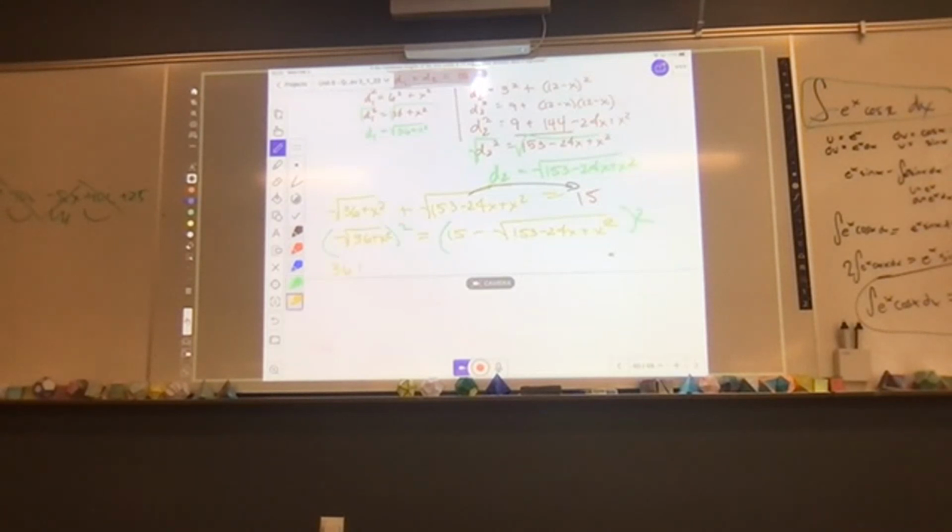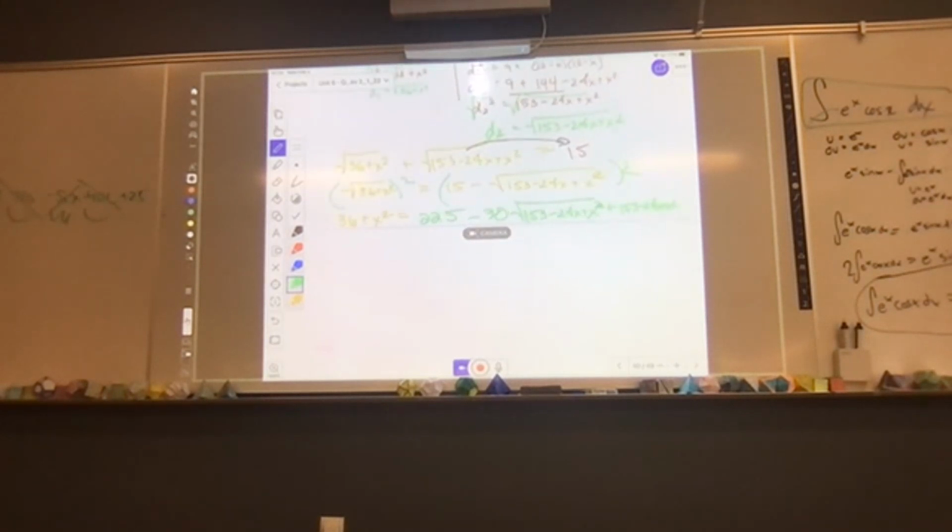So that gives me 36 plus x squared equals, what is the right hand side? You have a calculator. This is a calculator problem. What is it? 205. Minus 30 square root here. Plus 100, then x squared. Now what would I do? Isolate the other one.